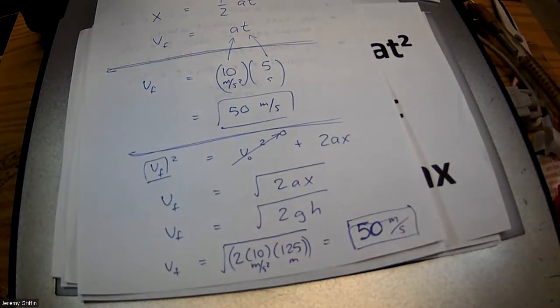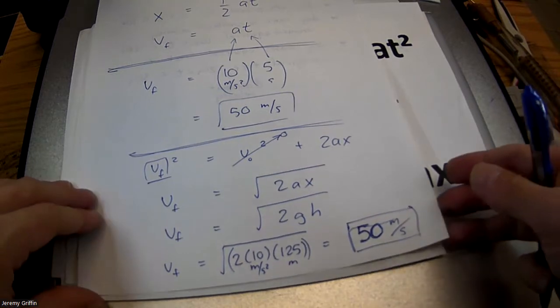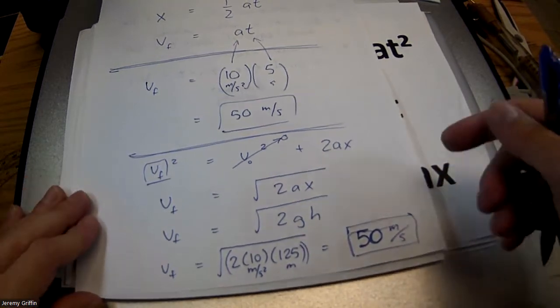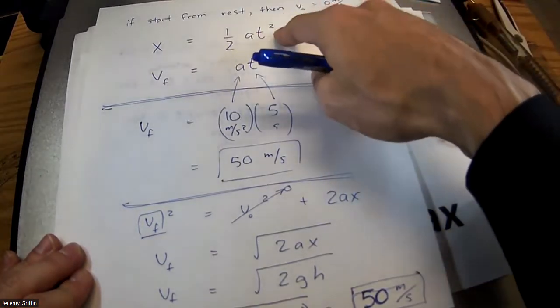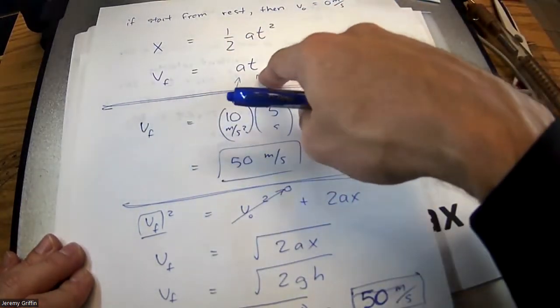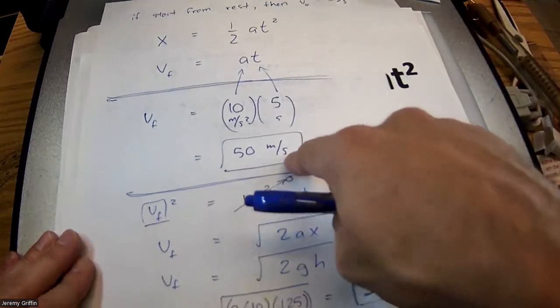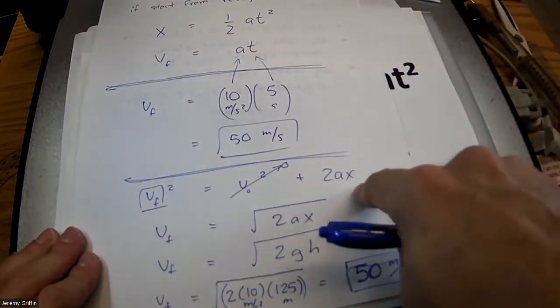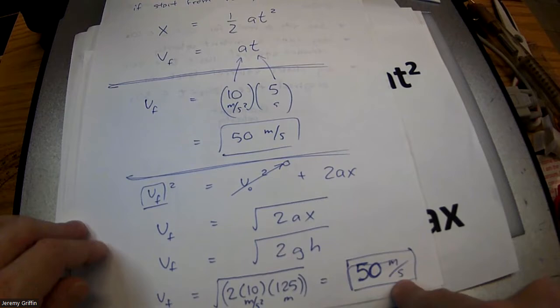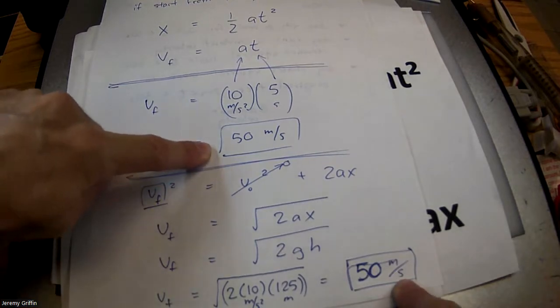There you go. So there's like 2 paths through the forest to get to the answer. Well, answer the question, how fast is it going? One way is you could use x equals 1/2 at squared to solve for t, and then plug t into v equals at, and then solve. You get 50 meters per second. Or you could skip the process of solving for t first and plug it straight into the third equation. You get 50 meters per second that way. It's the same thing either way.